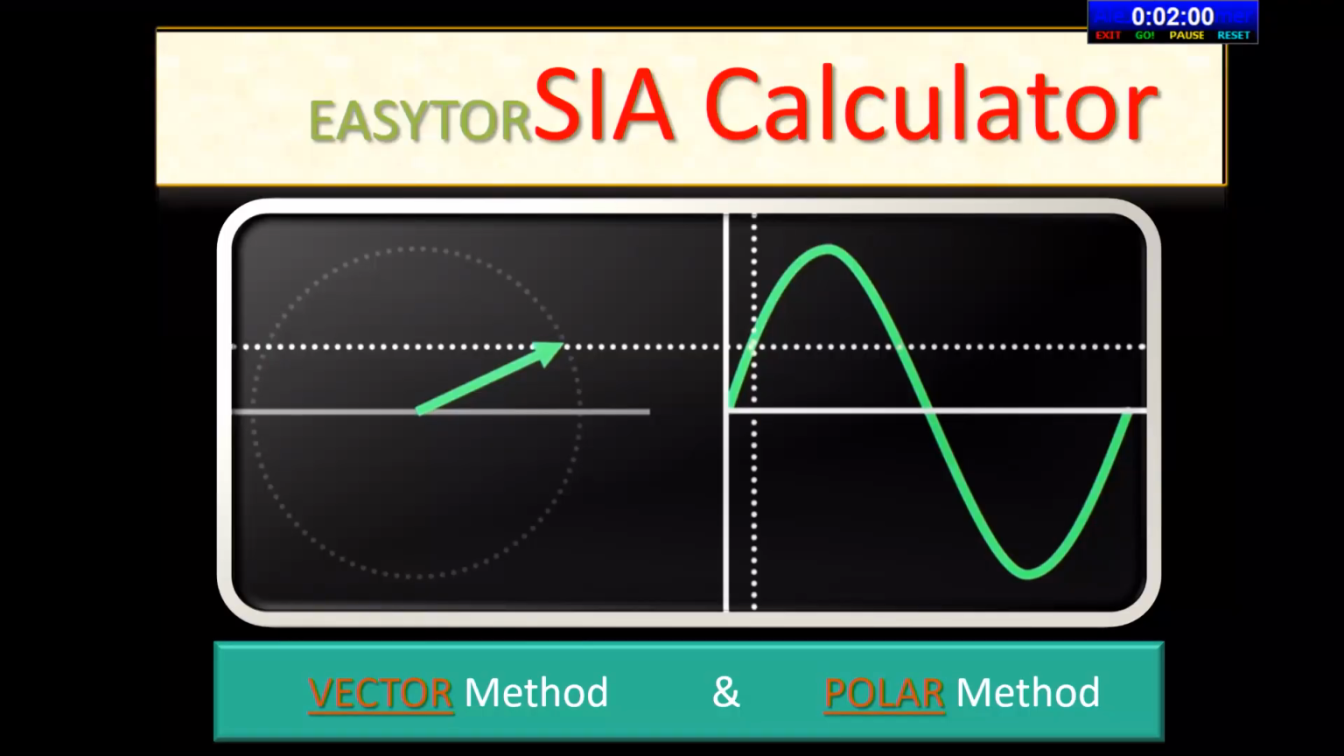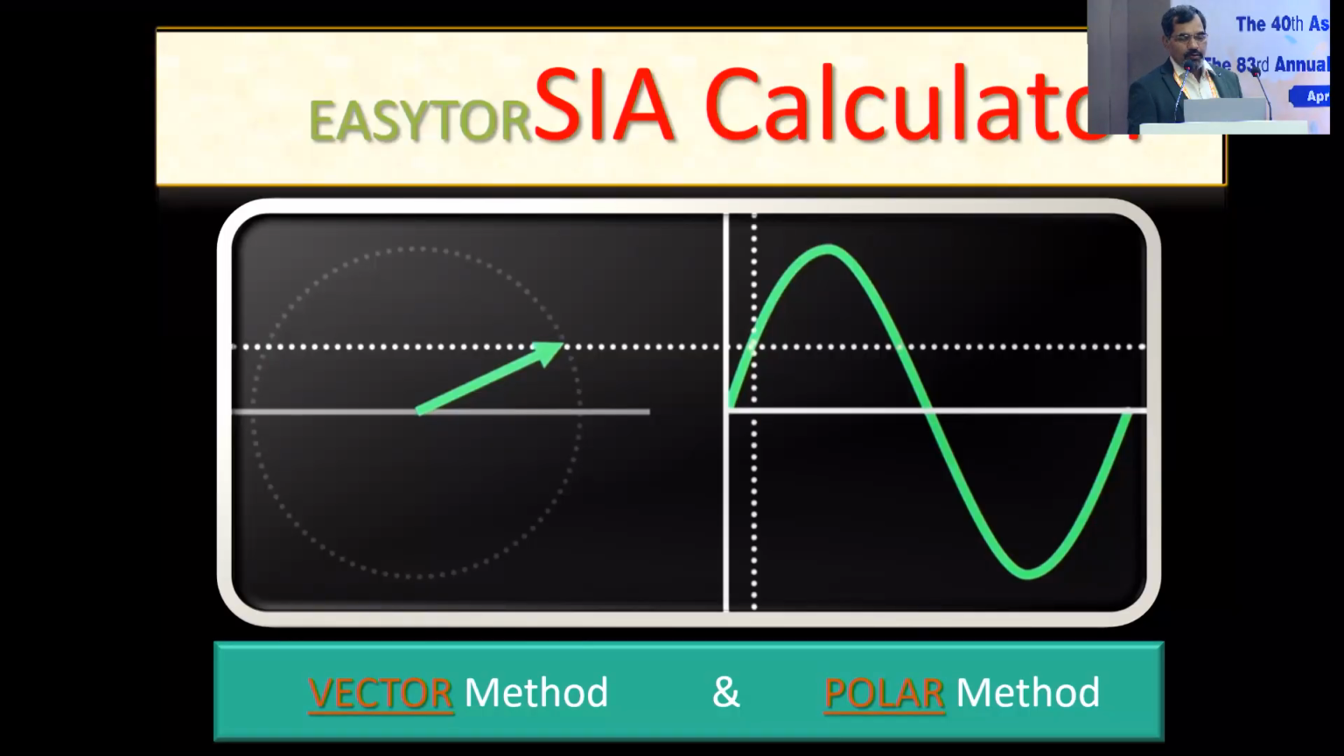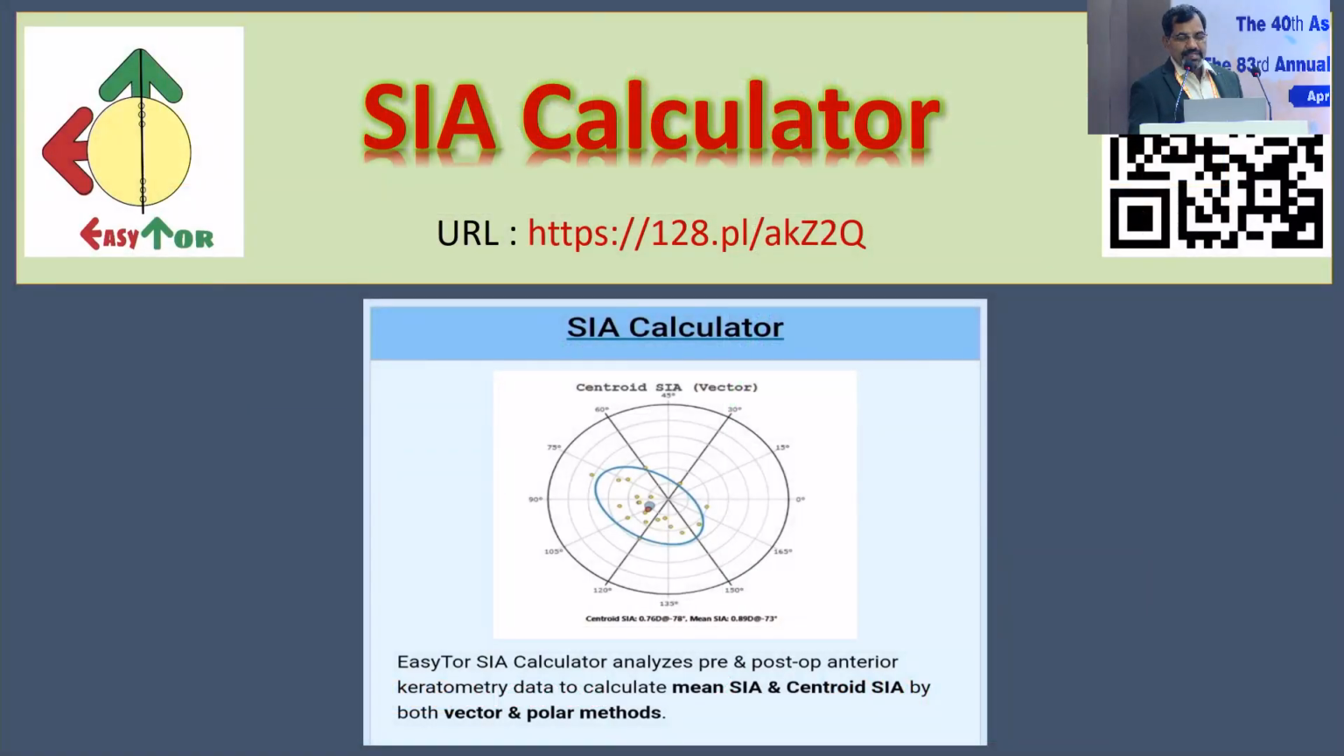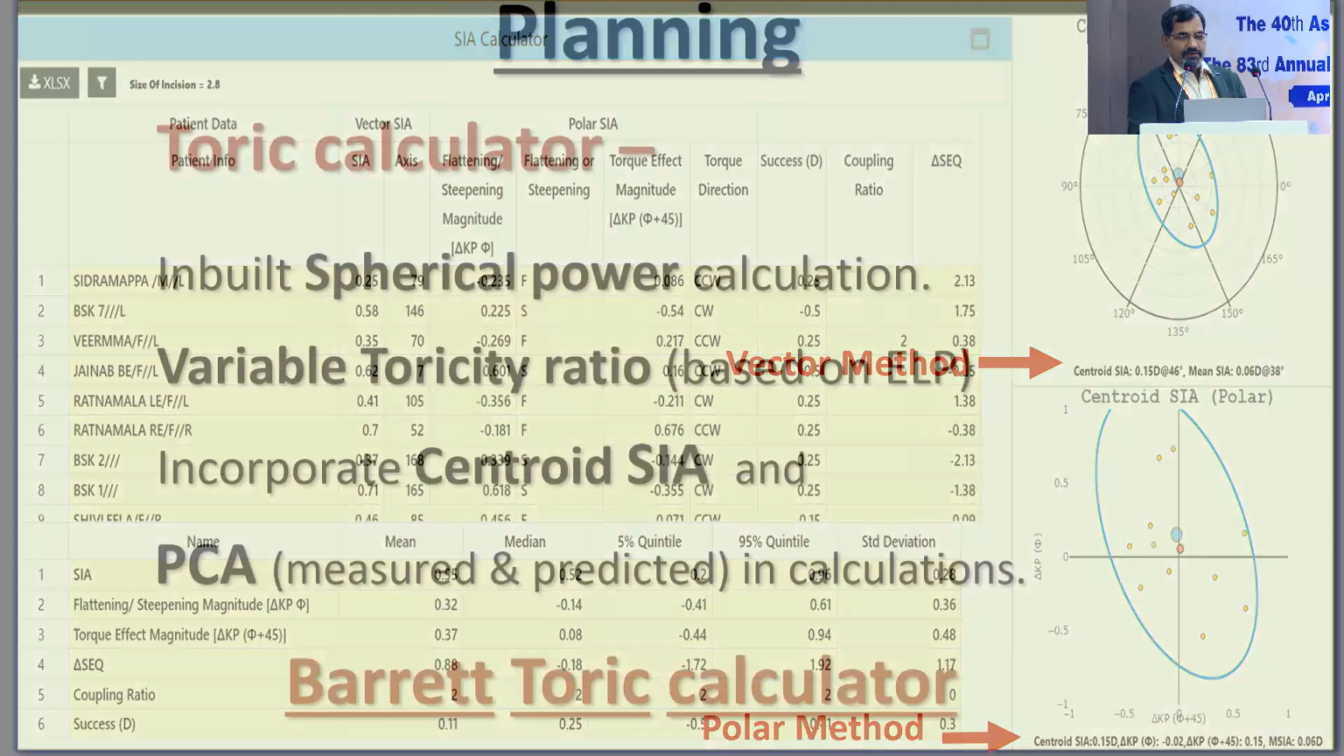If you want to calculate your centroid SIA, you can use Dr. Warren Hill's SIA calculator, or you can use our SIA calculator, which is better and easy to use, and you can scan this QR code. So this is our SIA calculator.